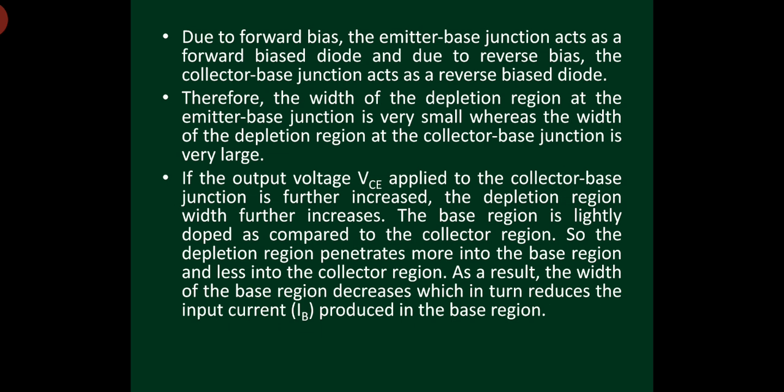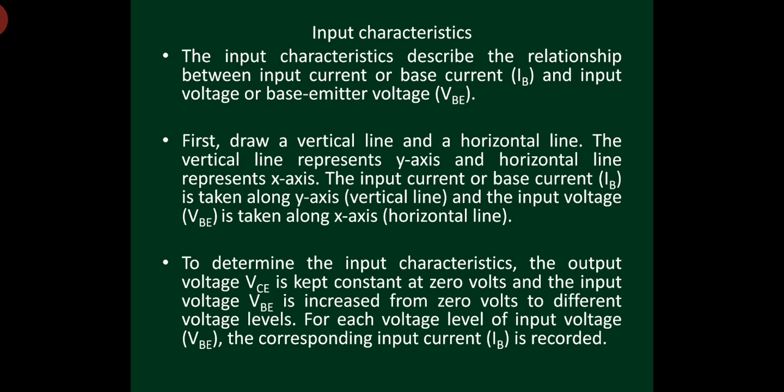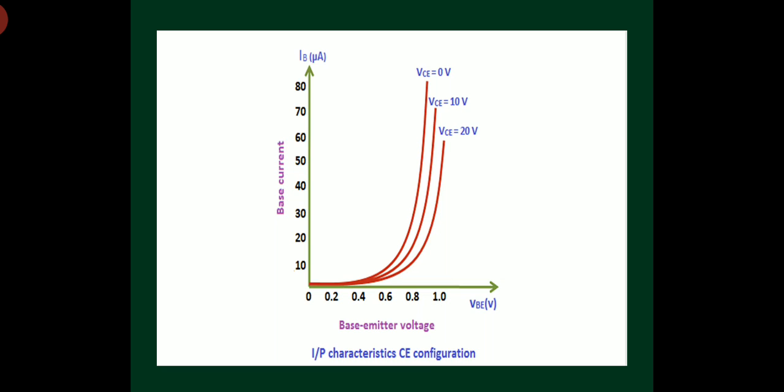If the output voltage VCE applied to the collector base junction is further increased, what will happen? The depletion region width further increases. The base region is lightly doped as compared to the collector region, so the depletion region penetrates much more into the base region and less into the collector region. As a result, the width of the base decreases, which in turn reduces the input current IB in the base region.